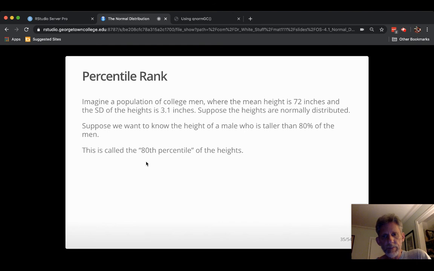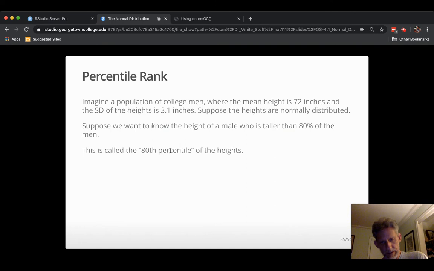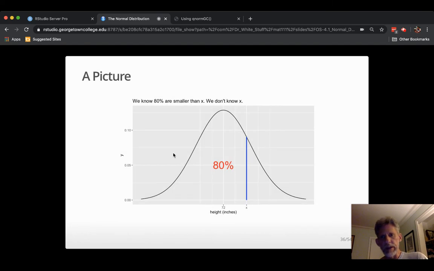Suppose we want to know the height of a man who is taller than 80% of all the other men. That height that we don't know yet is called the 80th percentile of the heights. The height where 80% are below is the 80th percentile. In pictures, it would look like this.